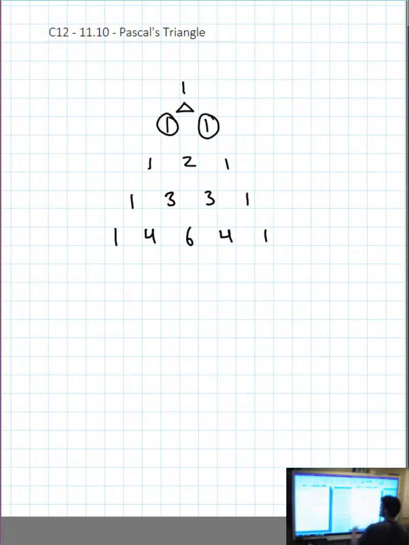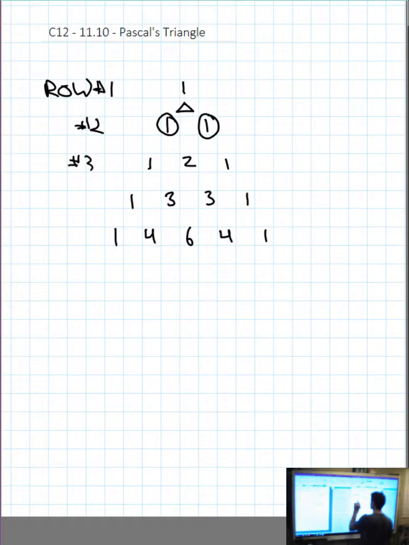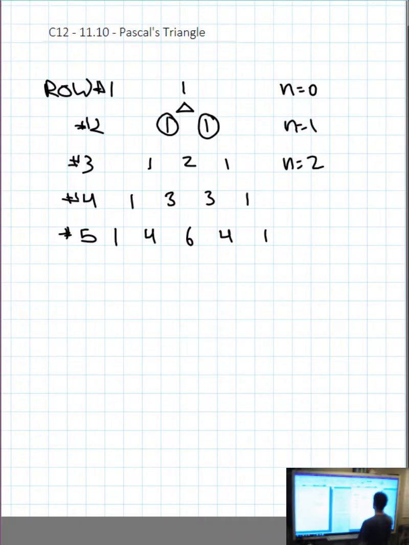And this has some interesting properties. The first thing we're going to do is call this row number 1, then number 2, then number 3, then number 4, then number 5. So we're starting off on those row numbers. And we have n's for those rows. In the first row, n equals 0. N is always 1 less than the row number. Then we have n equals 1 on the second row, n equals 2 on the third row, n equals 3 on the fourth row, n equals 4.